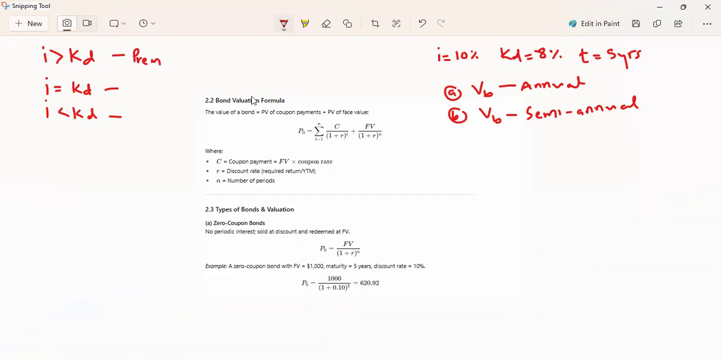Okay, how about if it is equal to? Then if it's equal to, it's a par bond. How about if it's less? It's a discount bond. A discount bond. Sorry, what's the initial KD? KD is the appropriate discount rate.